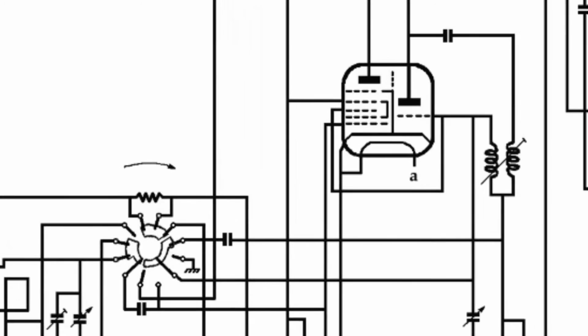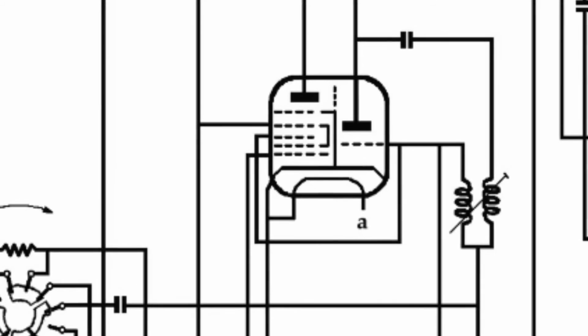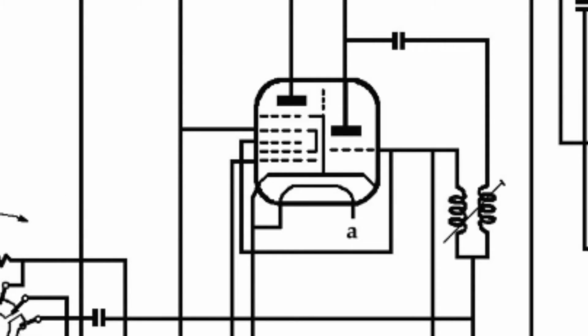Taking a closer look at the valve, on the left hand side, the bottom connection is the filament, and that goes one side to ground, the others go into that symbol A. The next element up is the cathode, and in this case that's connected to ground. And then the first grid up is the control grid, and that's where radio frequency signals come in.